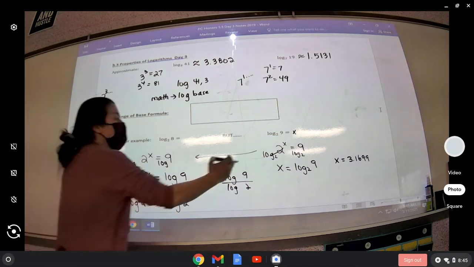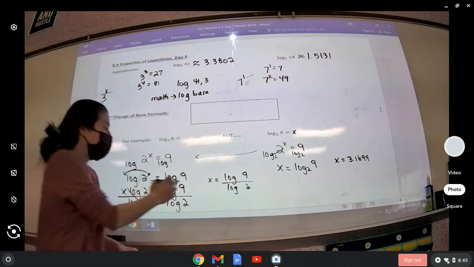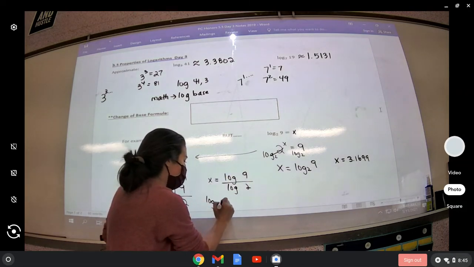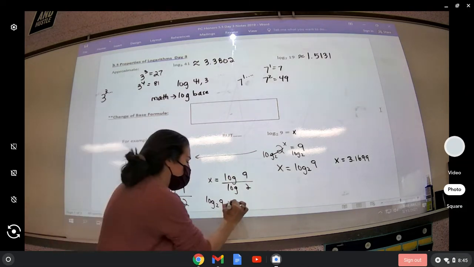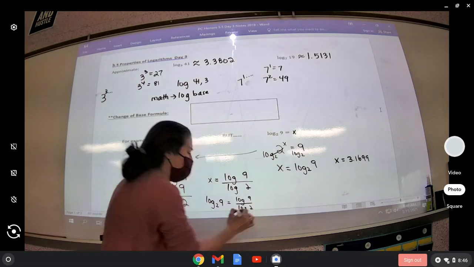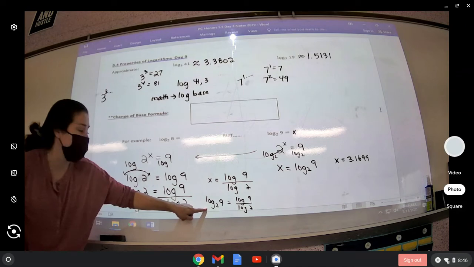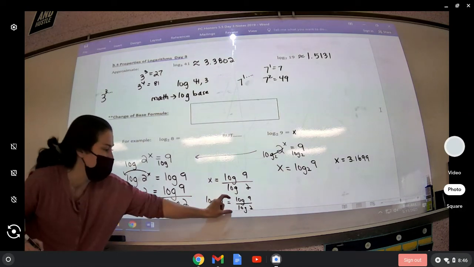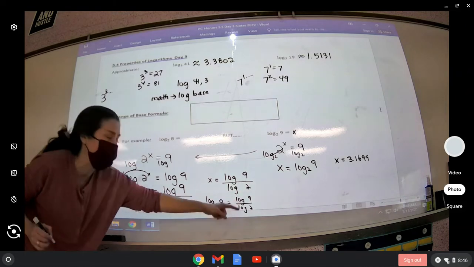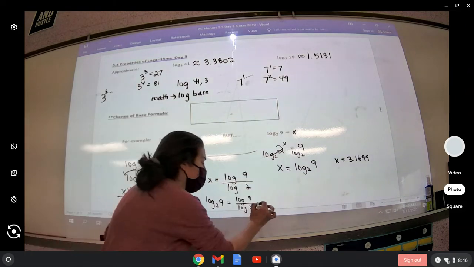So I've literally taken a base 2 logarithm, because remember, that's who x was. x is log base 2 of 9. It's actually equal to the log of 9 divided by the log of 2. So I have rewritten a base 2 log as the quotient of 2 base 10 logs. And now this is something that any calculator could answer.